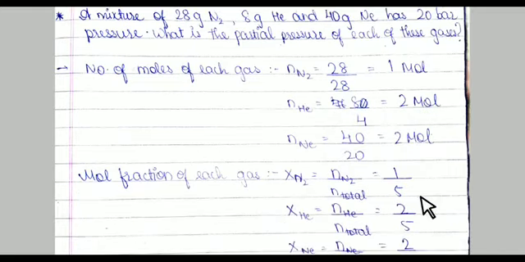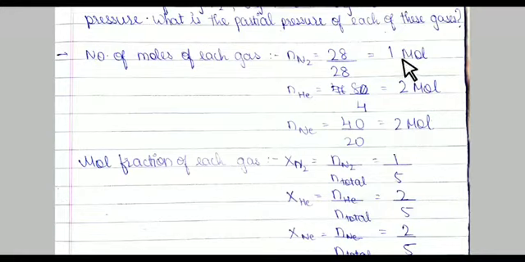Now the mole fraction. The mole fraction of nitrogen is equal to n nitrogen upon n total. N total means the total number of moles, so 2 plus 2 plus 1 means 5. The number of moles of nitrogen is 1, so it is 1 upon 5. Always remember, students, x means mole fraction. The mole fraction of nitrogen is the number of moles of nitrogen upon the total number of moles: 1 upon 5.